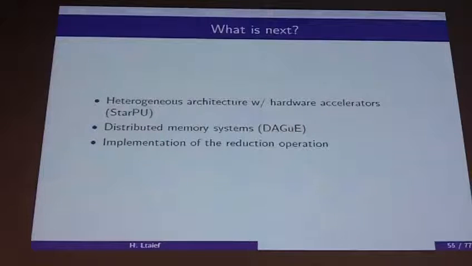So what is next for this work? A heterogeneous architecture with hardware accelerators. This is the next thing we want to do. Here we're only using QUARK, so only x86. We want to use StarPU, of course, to be able to have those super tasks handled by some GPU hardware. We also want to look at, eventually, a distributed memory system using the DAG approach, okay?